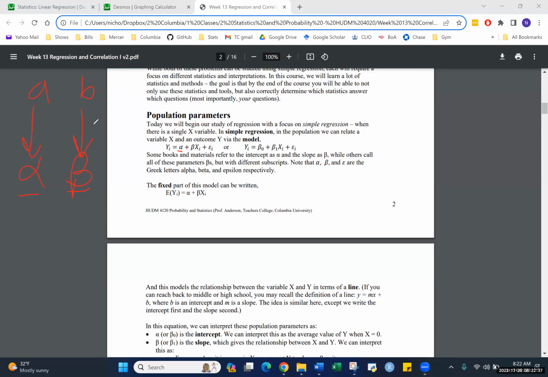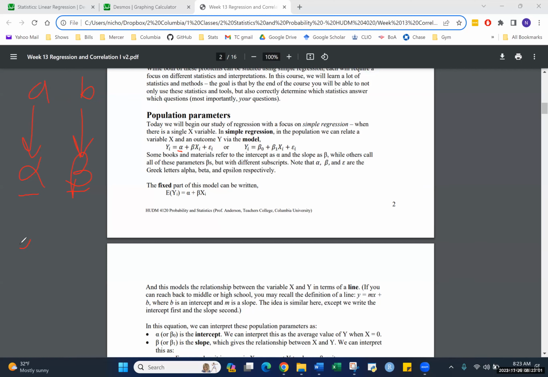Why are they estimates? Because I take a random sample. I can't sample all 7 billion people in the world. If I want to know the exact association between height and weight, not possible. So I'll take a random sample of maybe 100, 1,000, depends on what I'm trying to do. I'll estimate alpha and beta. My sample gives me a and b.